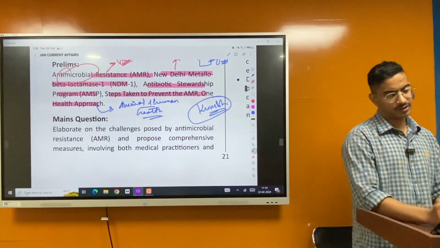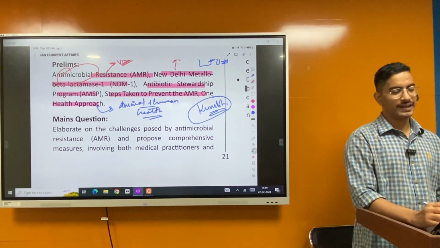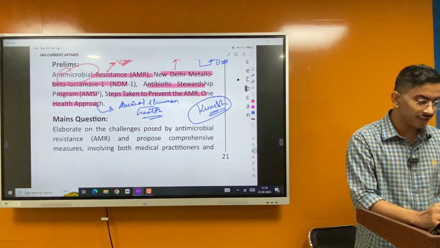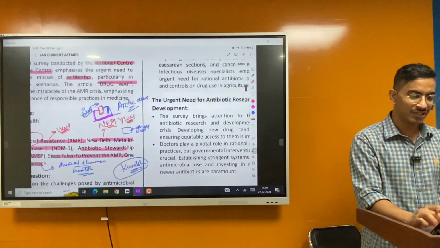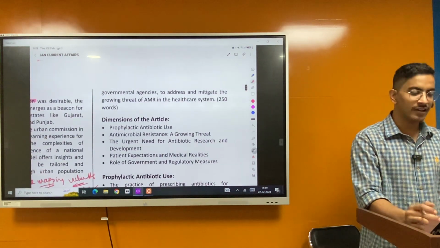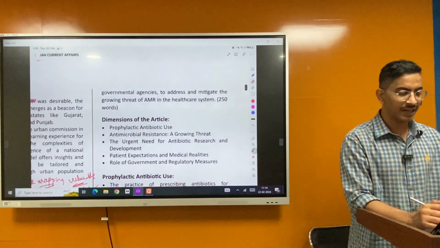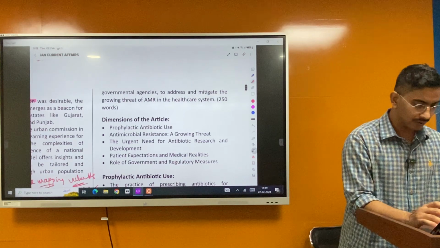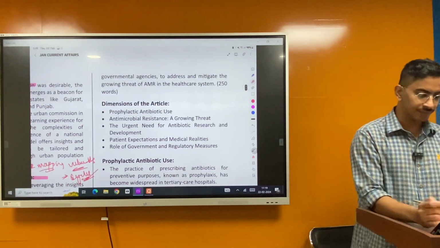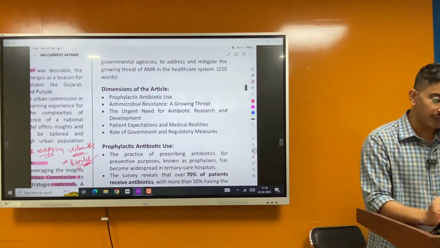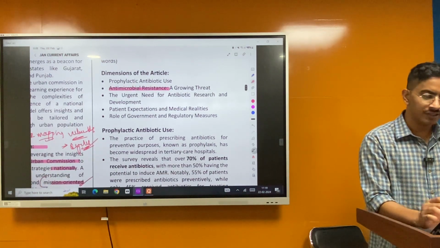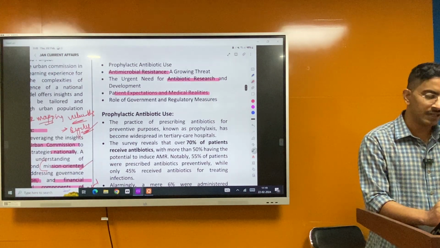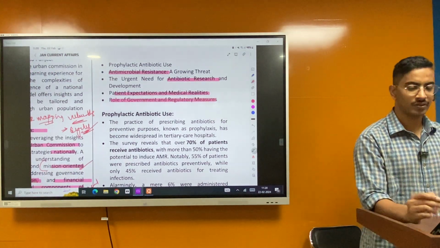So what is this main question? Elaborate on the challenges posed by antimicrobial resistance and propose comprehensive measures involving both medical practitioners and governmental agencies to address and mitigate the growing threat of AMR in the healthcare system. So, what are the dimensions of the article? Prophylactic antibiotic use, antimicrobial resistance, urgent need for antibiotic research and development, patient expectations and medical realities, role of government regulatory measures.